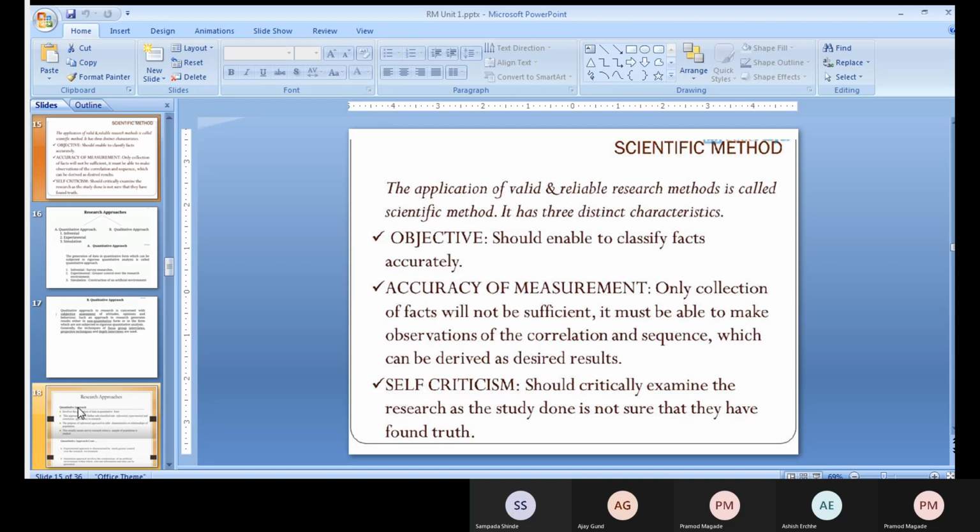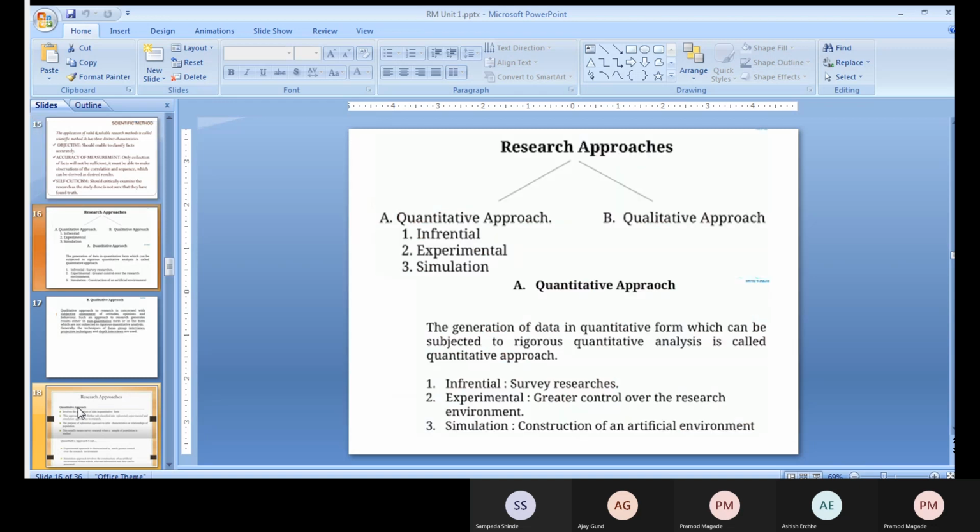Now we'll move toward the next point, research approach. Already we have studied the quantitative and qualitative approach. In case of quantitative, I told you there is inferential, which is nothing but survey based. Experimental and simulation means we have to find out a detailed study, and through it we have to find out the single one that we call the optimized solution. Understood? So research approach I already told you. Just write down this point.